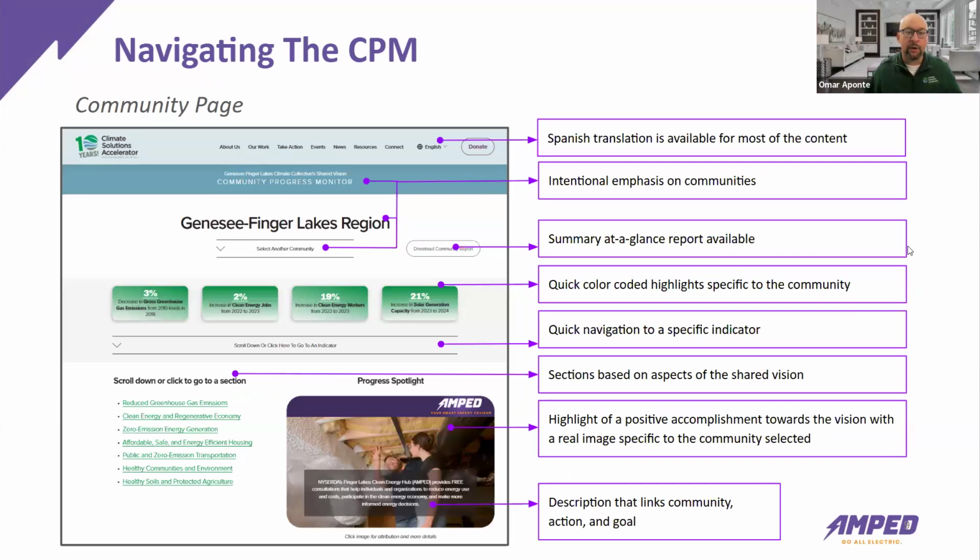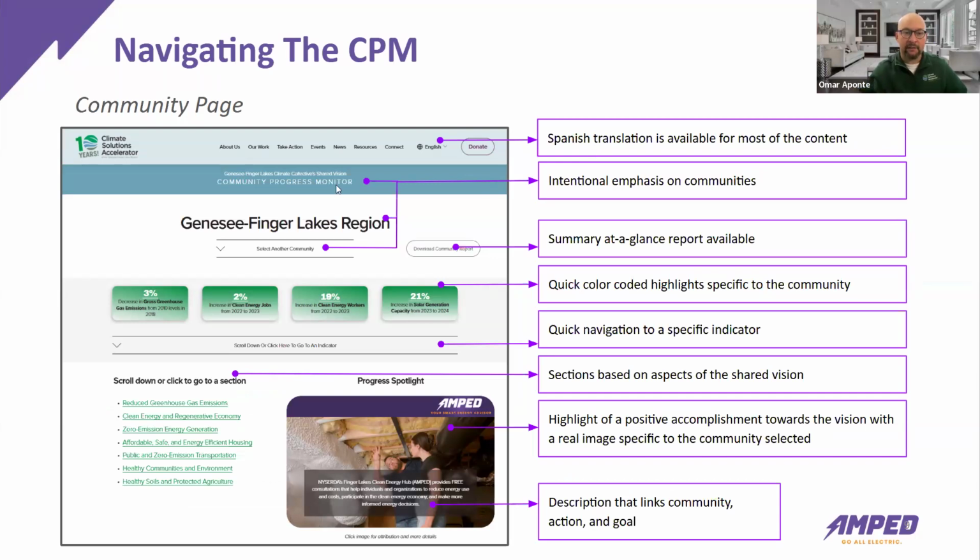So this is what we call the community page. Once you select a community, you're gonna land in this part here. A couple of things about the community page is that you can translate it. If you go here at the top, where it says English, there is a capability to translate to Spanish, and it translates most of the content.